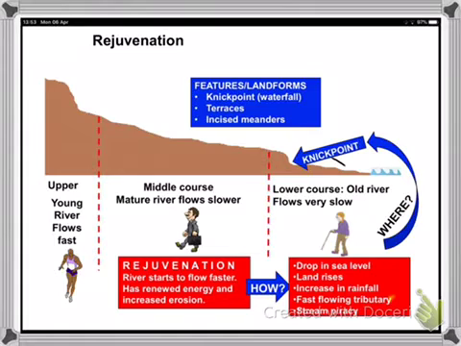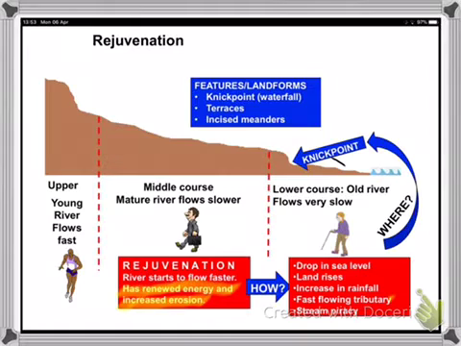So firstly, what is river rejuvenation? It is the renewed energy of a river, and this causes increased erosion. When we talk about renewed energy, it means there's possibly more water, or the water is just flowing faster for some reason. Because of that, of course, there'll be more erosion taking place. Very important is that the type of erosion most likely to take place is downward erosion.